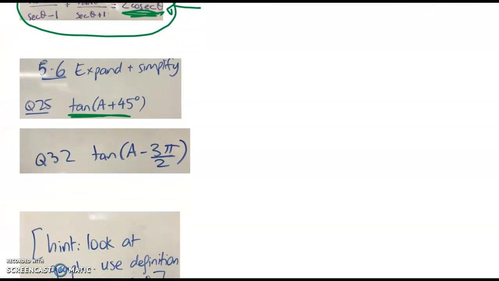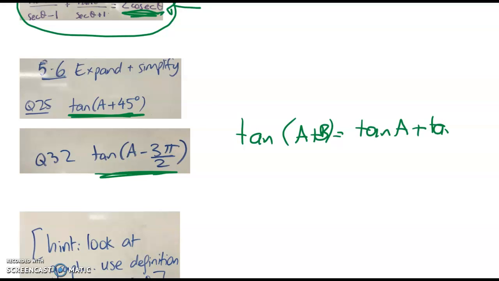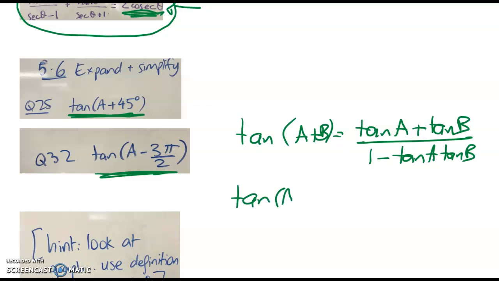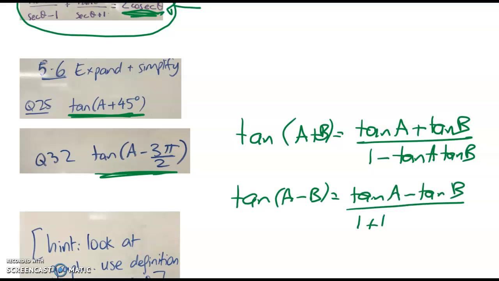Okay, so in here, what this is really good for giving you practice at is actually using the compound angles that you've just seen. So the two tan ones, tan of A plus B is equal to tan A plus tan B over 1 minus tan A tan B. And the one for the difference, tan of A minus B, is equal to tan A minus tan B over 1 plus tan A tan B.